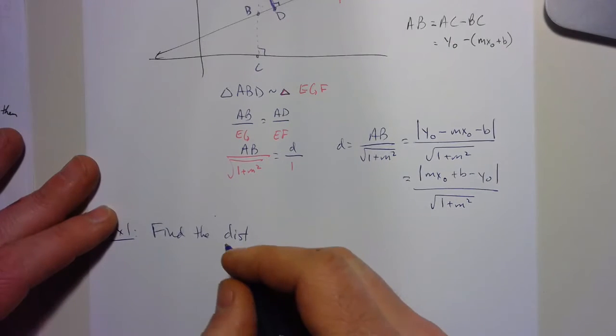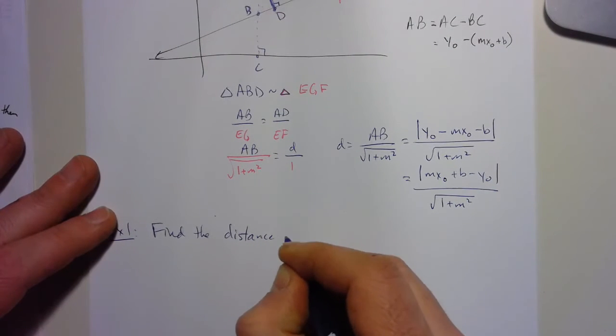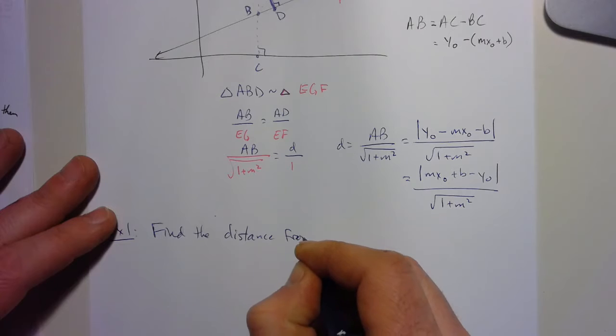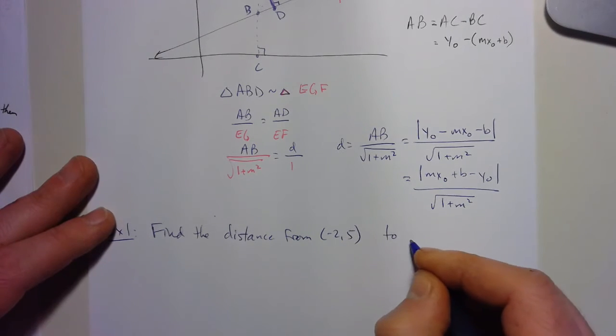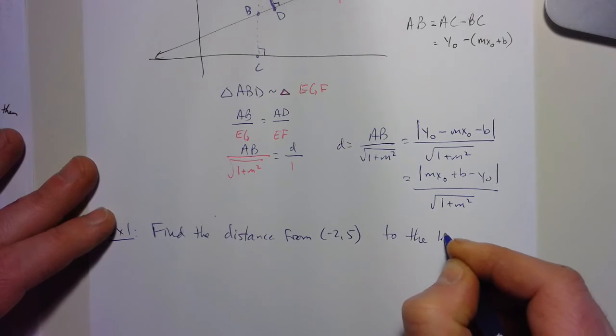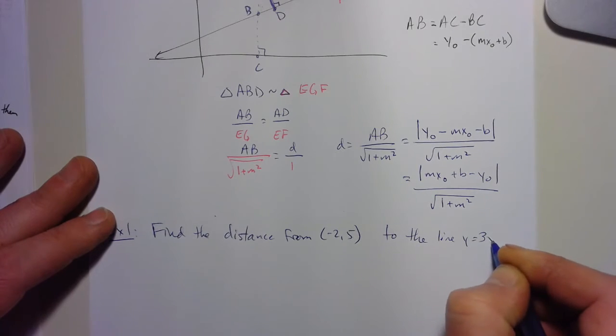So, we're going to find the distance from a random point. Let's call that point (-2, 5). I'm going to do the same examples I had before in the other video, to the line y = 3x - 4.